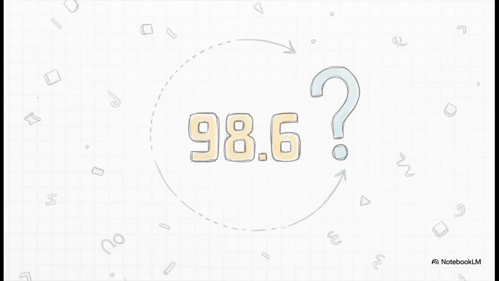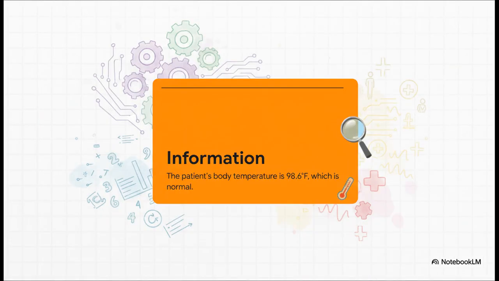Which brings us all the way back to the beginning. Remember that mystery number we started with? That lonely piece of raw data? Well, after going through this whole kitchen, input from a thermometer, processing by the CPU, and output to a screen, that raw number, 98.6, is completely transformed. It's been given context. It's not just data anymore, it's information. The patient's body temperature is 98.6 degrees Fahrenheit, which is normal. Now that is something you can actually use.